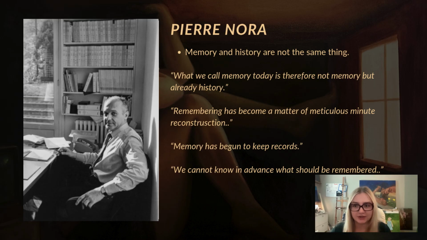History, on the other hand, is an attempt to record the past as accurately and objectively as possible. History is based on documents, facts, archives, and actual evidence. One of the ideas that really stuck with me in Nora's essay was that we cannot know in advance what should be remembered. We don't get to decide which moments stay with us for the rest of our lives. And it's sometimes those ordinary moments that become the most meaningful to us years later.